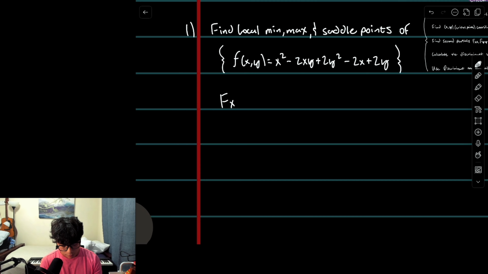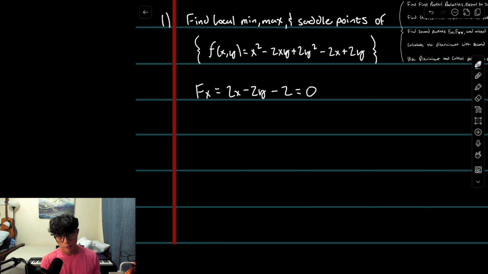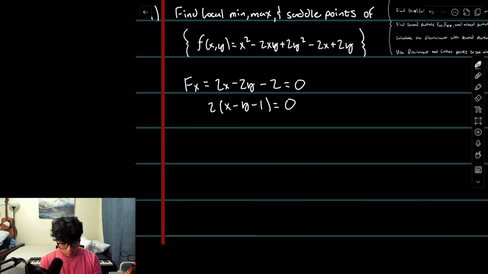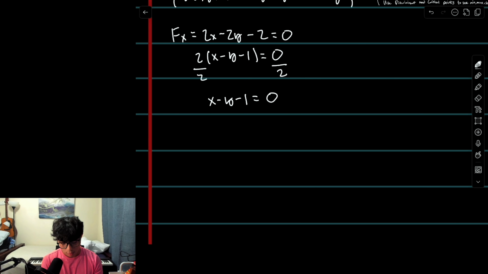Our first partial derivative with respect to x equals 2x − 2y − 2. And like the instructions said, set it equal to 0. The reason for this is to find our critical points. Now notice there's a pattern where we could take out a 2, leaving inside the parentheses x − y − 1 equal to 0. Dividing both sides by 2, we get x − y − 1 = 0. So we could take that constant to the other side and we get x − y = 1.